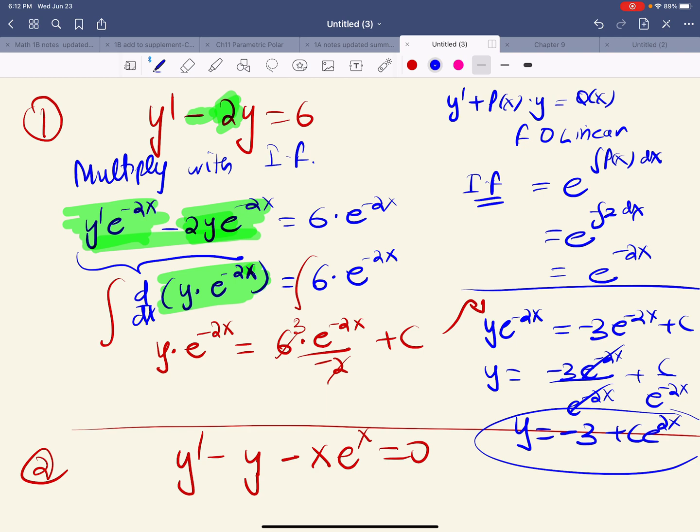We can find a particular solution if we are given an initial condition, but in this case we were not given an initial condition.